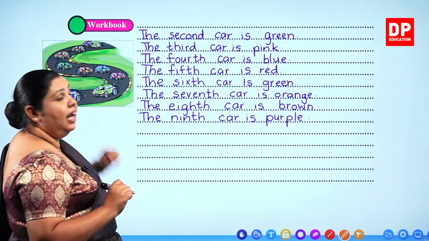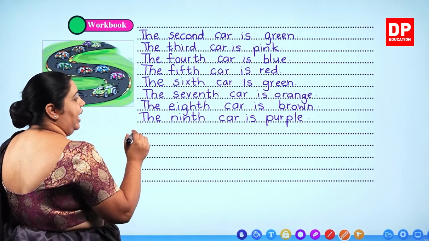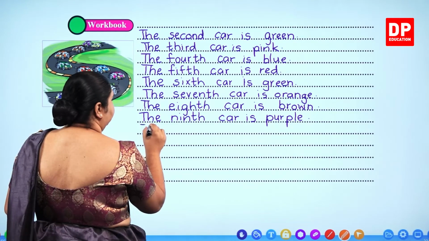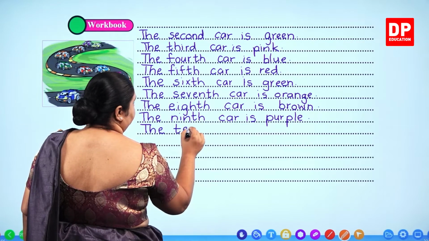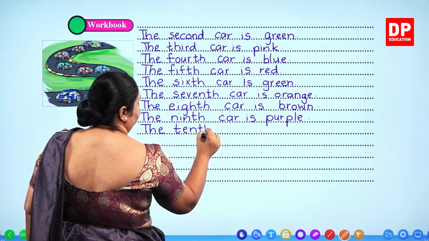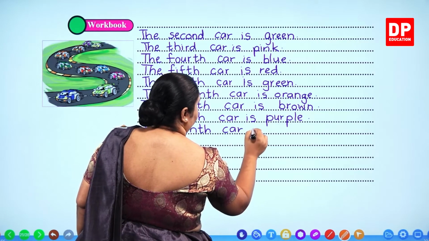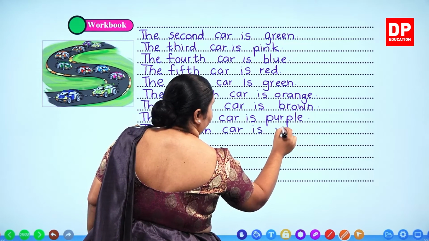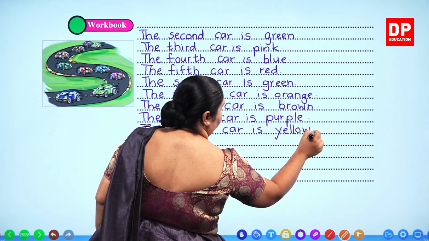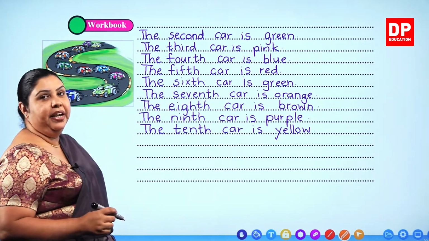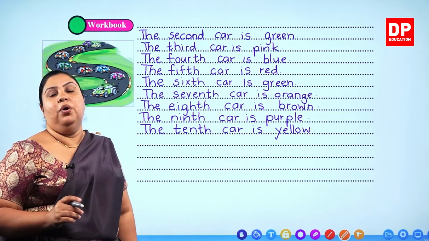What about the last car? That is yellow. The last one is the 10th car. T-E-N-T-H. The 10th car is, what is the color? Yellow. Y-E-L-L-O-W. Yellow. Okay? Right. So now we have written all the colors of all 10 cars.